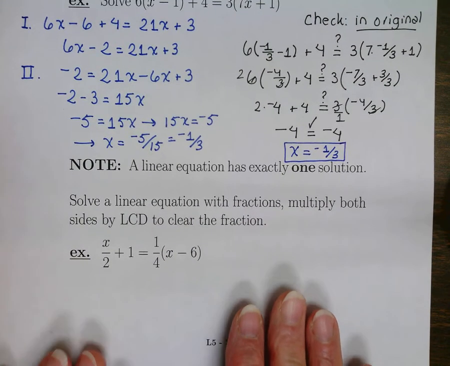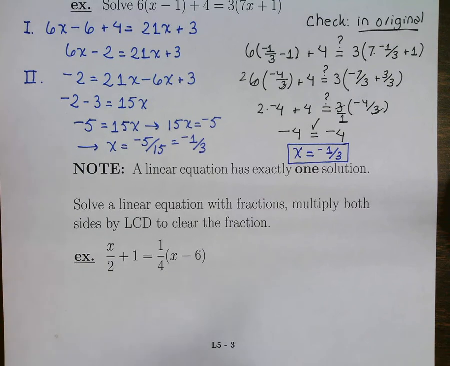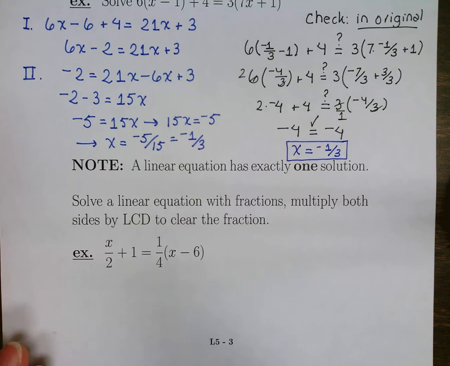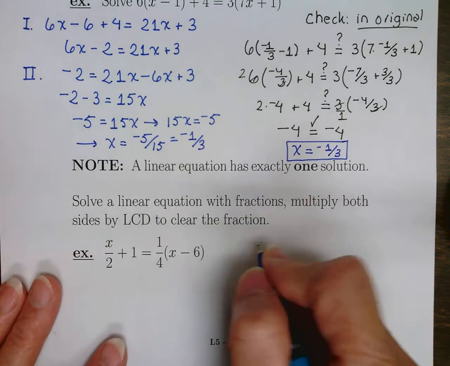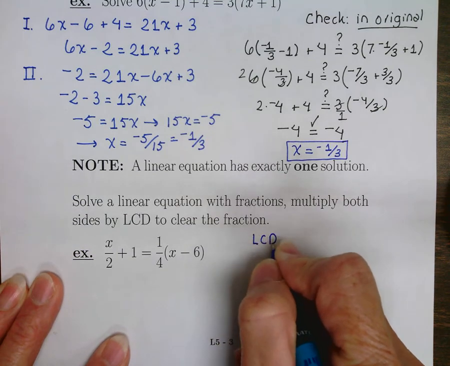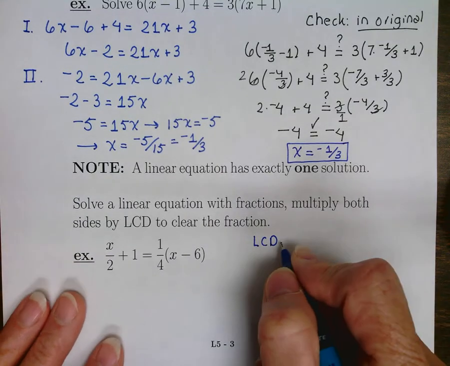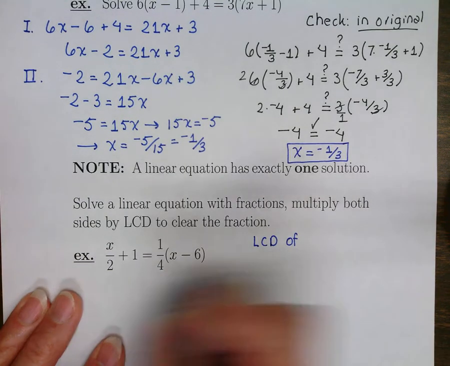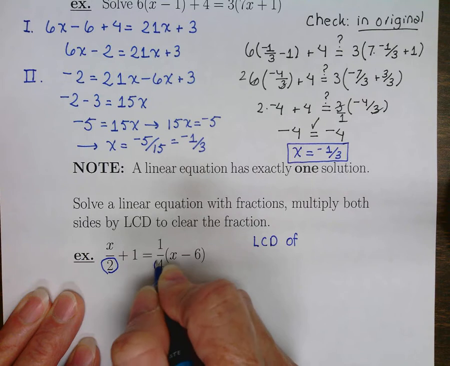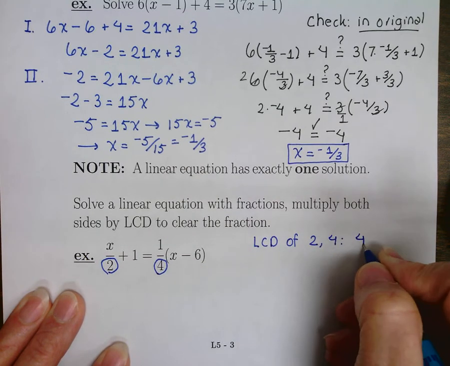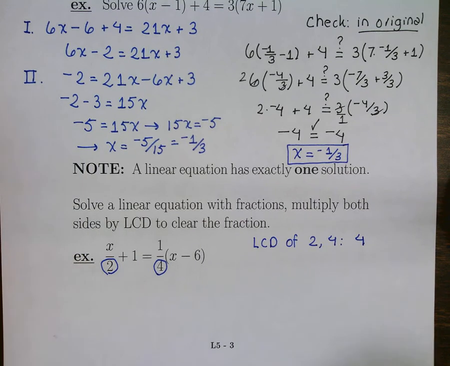Okay, let's do another one. This time it has fractions, so it may not start out looking linear, although x is raised to the first power. That's the big clue. But let's see what happens. And we're used to clearing fractions by multiplying through by the LCD. We did this with complex fractions. So the LCD of our denominators 2 and 4 is 4. Don't be tempted to use 8. That is a common denominator, but not the least one.